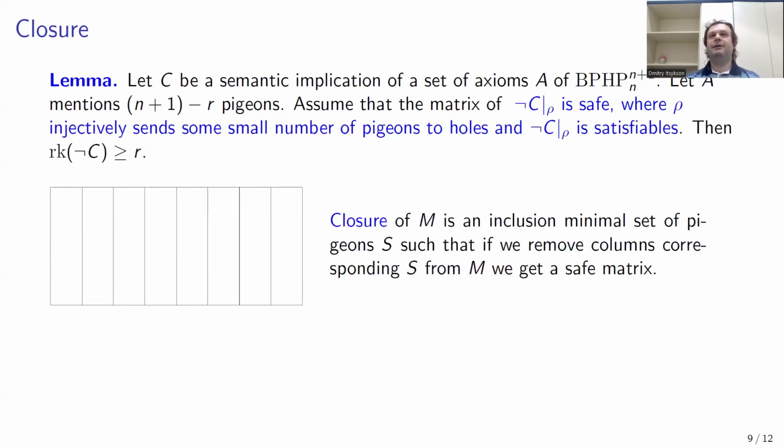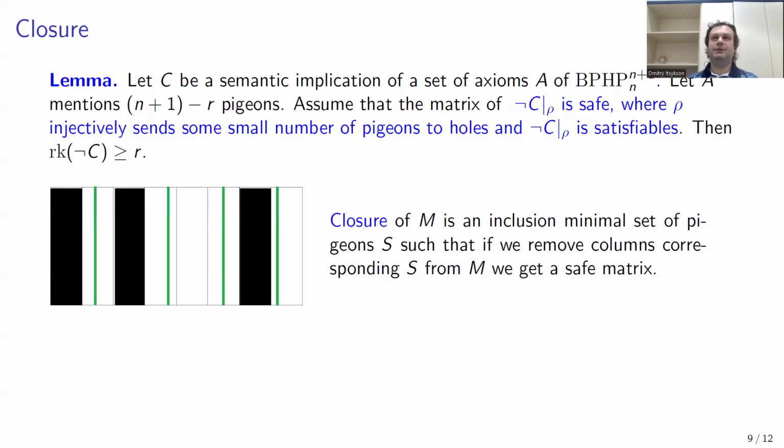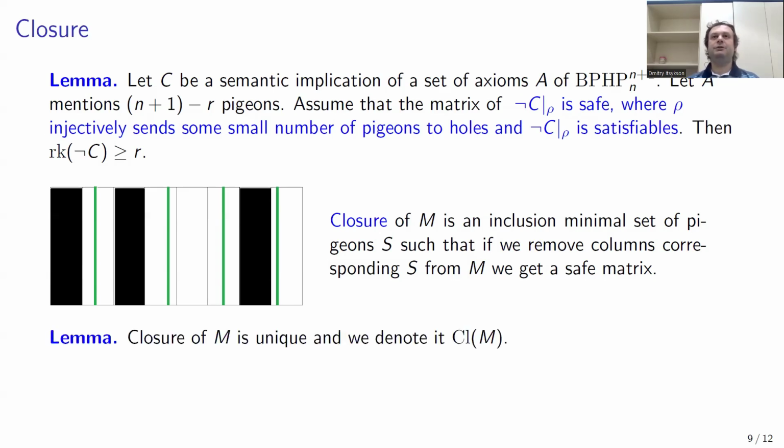Consider a matrix in n variables of the binary pigeonhole principle. We say that the closure of this matrix is the inclusion-minimal set of pigeons S, such that if we remove all columns corresponding to this set S from the matrix, we will get a safe matrix. For example, in the picture, we denote the set of deleted pigeons by black. It can be shown that the closure is unique, and we denote it as the closure of M. It also can be shown that the size of the closure is at most the rank of the matrix.